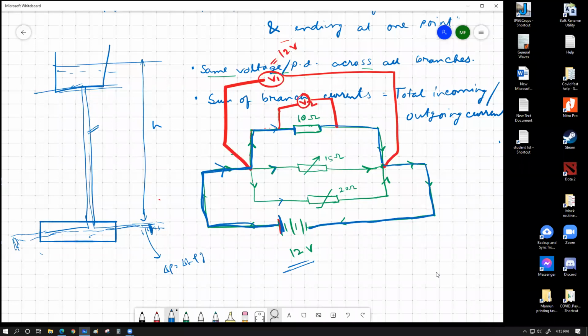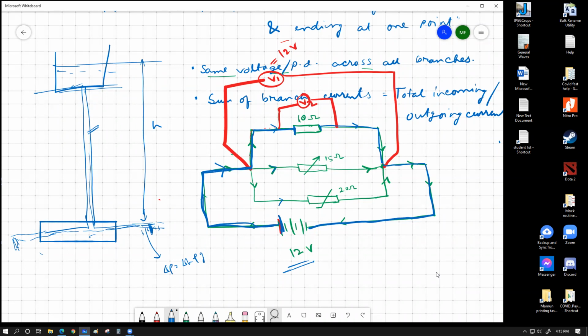Did you get the idea of why the EMF will be equal? Because they are all being connected to the supply individually, or they all have the same amount of push from the supply to flow charge through themselves. Does it make sense? I hope it does. So if we now want to calculate the current flow through these individual branches, I'm going to go ahead and do that.